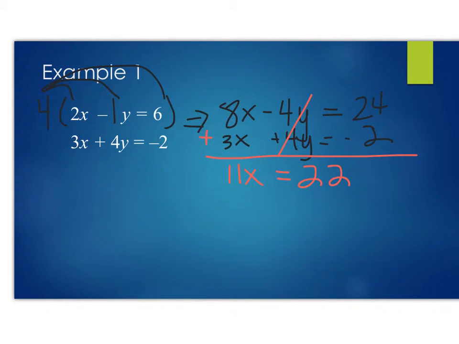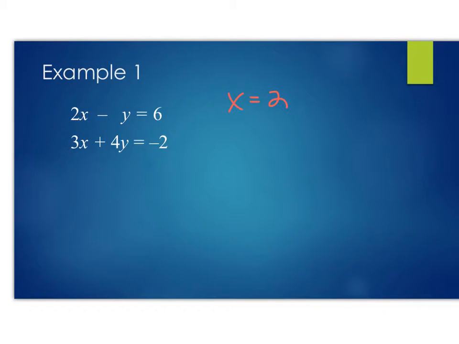The way I can tell we did this correctly is because I only have one variable left. In this case, it happens to be x. So to get x by itself, I can divide both sides by 11. We'll get x equals 2. Big thing to remember, you are not done. Your answer needs to be an ordered pair. So that means we still need to plug x equals 2 back in to get y.